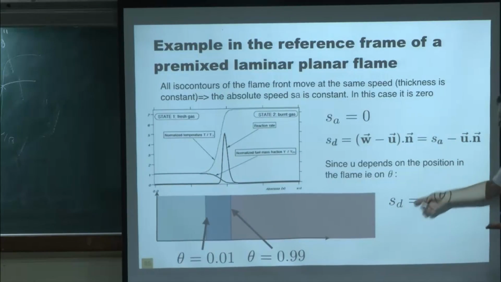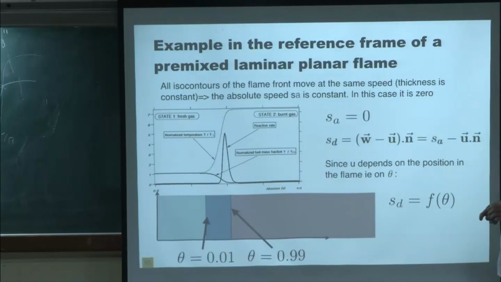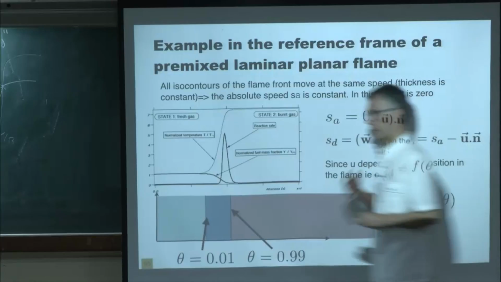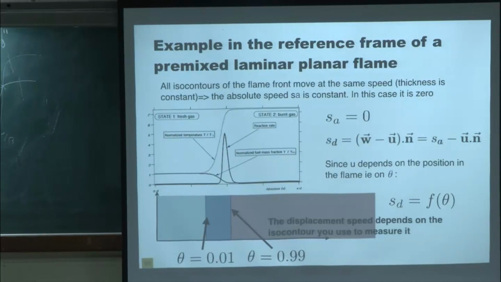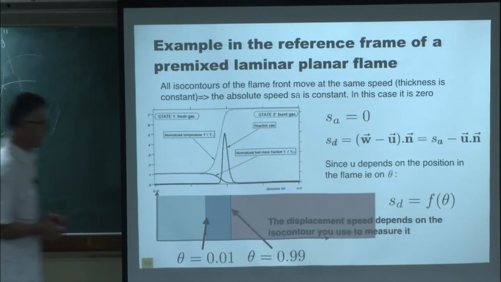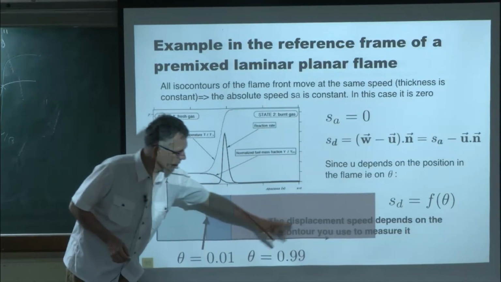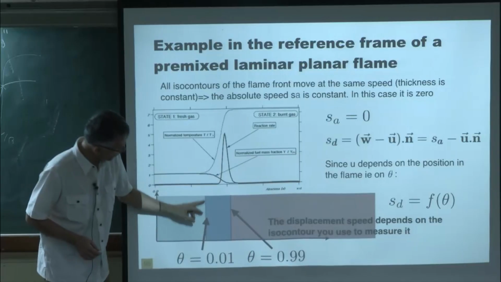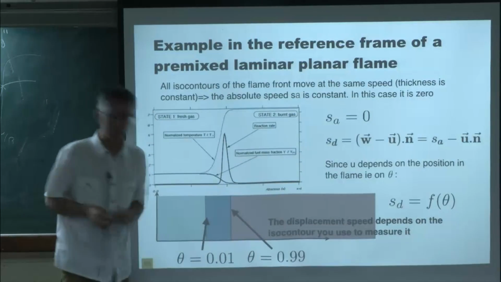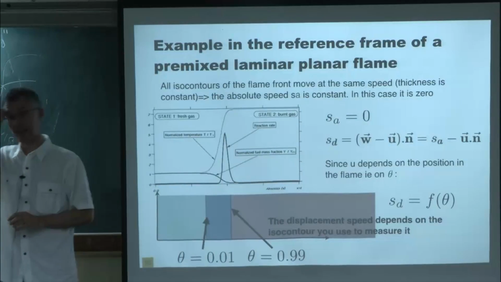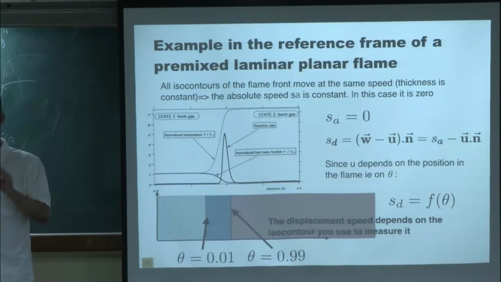And the displacement speed in all premixed flames is a very strong function of temperature. In other words, depending on where you measure the displacement speed, you're going to have a different result. To say it in a different way, the displacement speed depends on the iso contour you use to measure it. If you measure the displacement speed here, on the cold side, you will have a different value compared to a measurement done on the burnt side. And that explains a lot of the problems we have when we start talking about displacement speeds in this community.